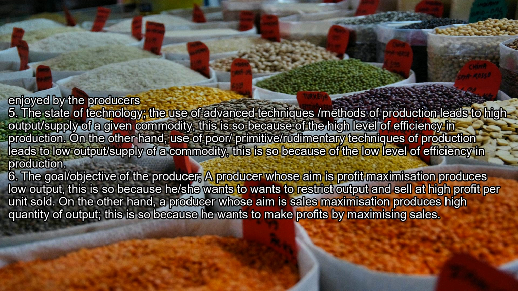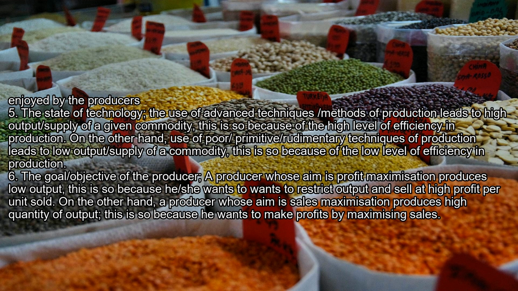5. The state of technology. The use of advanced techniques / methods of production leads to high output / supply of a given commodity. This is so because of the high level of efficiency in production. On the other hand, use of poor / primitive / rudimentary techniques of production leads to low output / supply of a commodity. This is so because of the low level of efficiency in production.